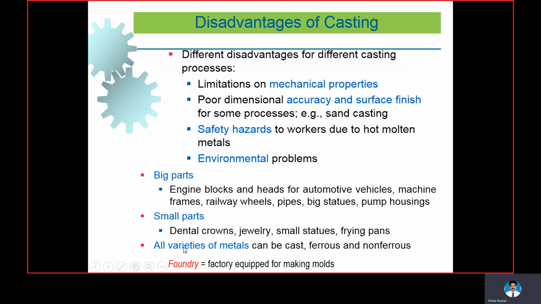So in day-to-day life, many of the products you come across are made by the casting process, and the place where we do casting is called a foundry shop. The factory equipped for making molds is called a foundry shop.